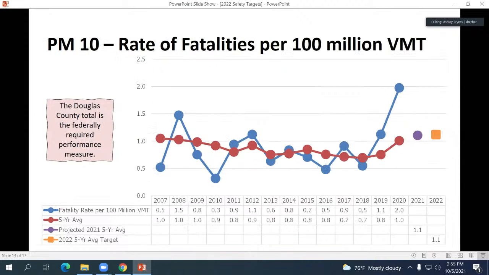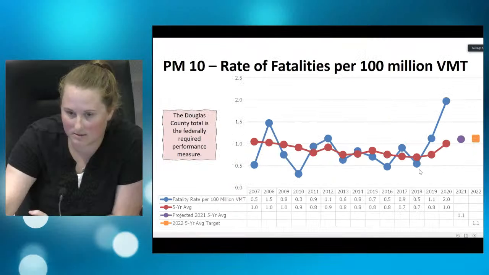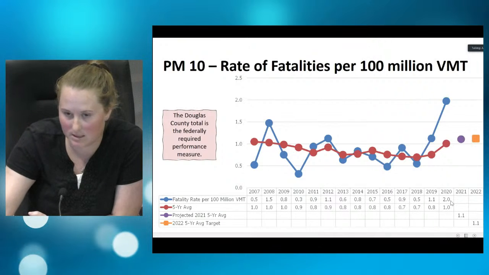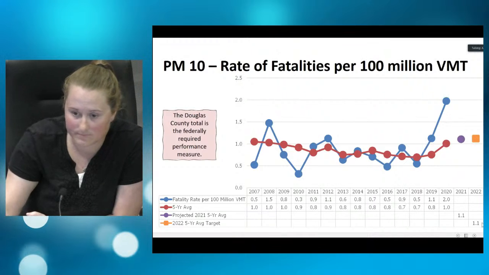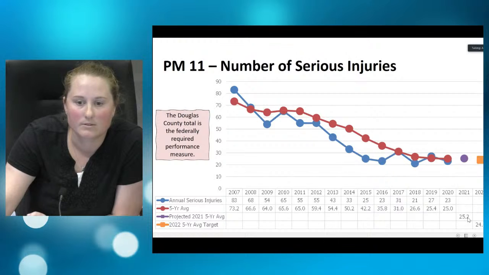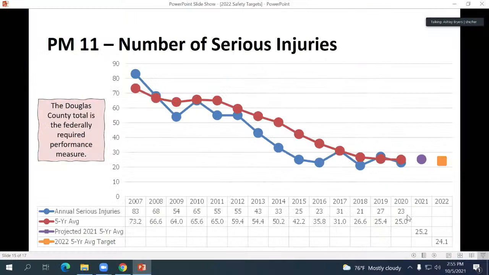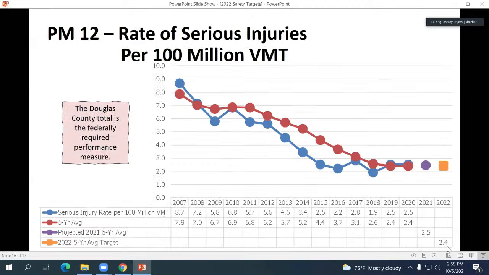For the rate of fatalities per 100 million VMT, same thing, took the number of fatalities, put it over VMT, and it gave us 1.1, and VMT is vehicle miles traveled. Number of serious injuries, we were down from last year at least, so we had 23. So then the 5-year average is 25 in 2020, 25.2 in 2021, and went down to 24.1 for our projected target. And then the same thing, here it is over VMT, so 2.4 for the projected target.